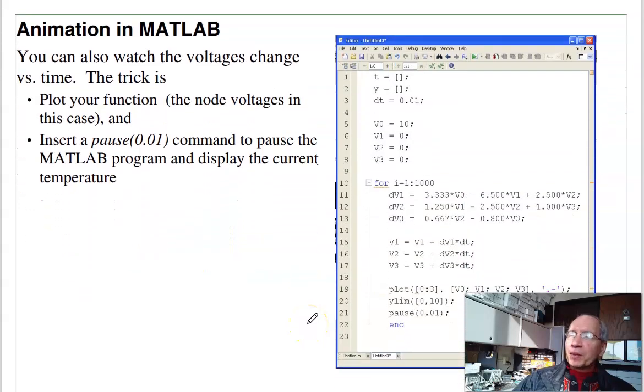Now, one of the great things is that Matlab actually does a really good job at animation. It's not designed for animation, but it works really well with it. The trick with Matlab is you have to add this pause command. After I plot it, I'm going to pause 10 milliseconds, display the data, then repeat. So doing that, you get to see the voltages change versus time. Kind of fun to see.